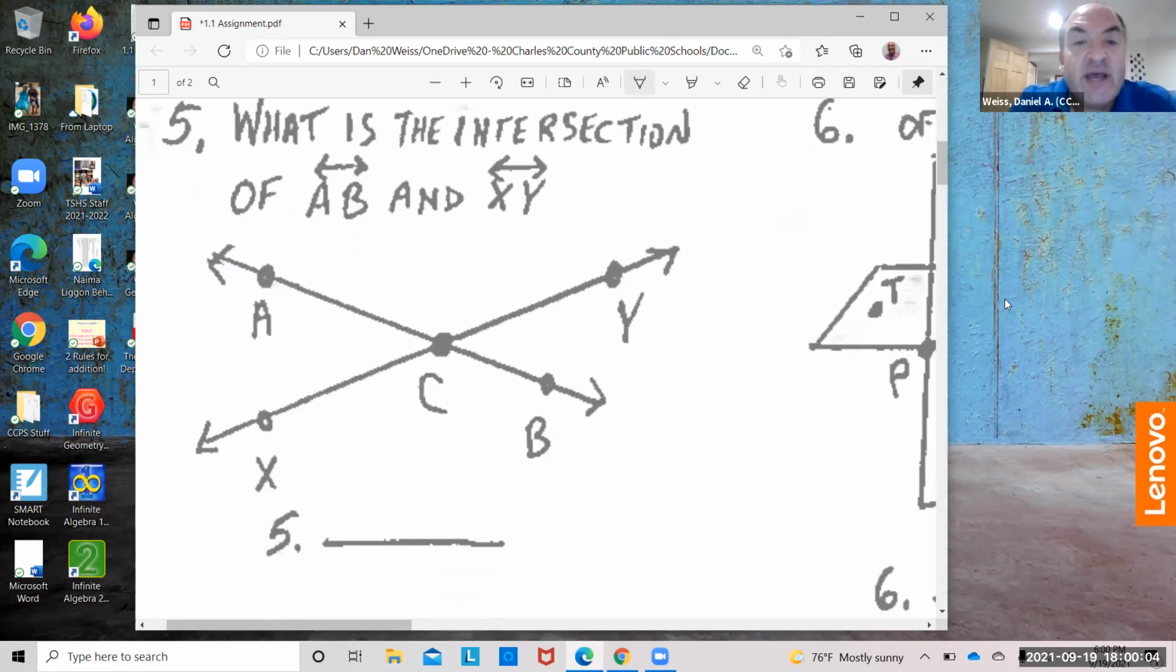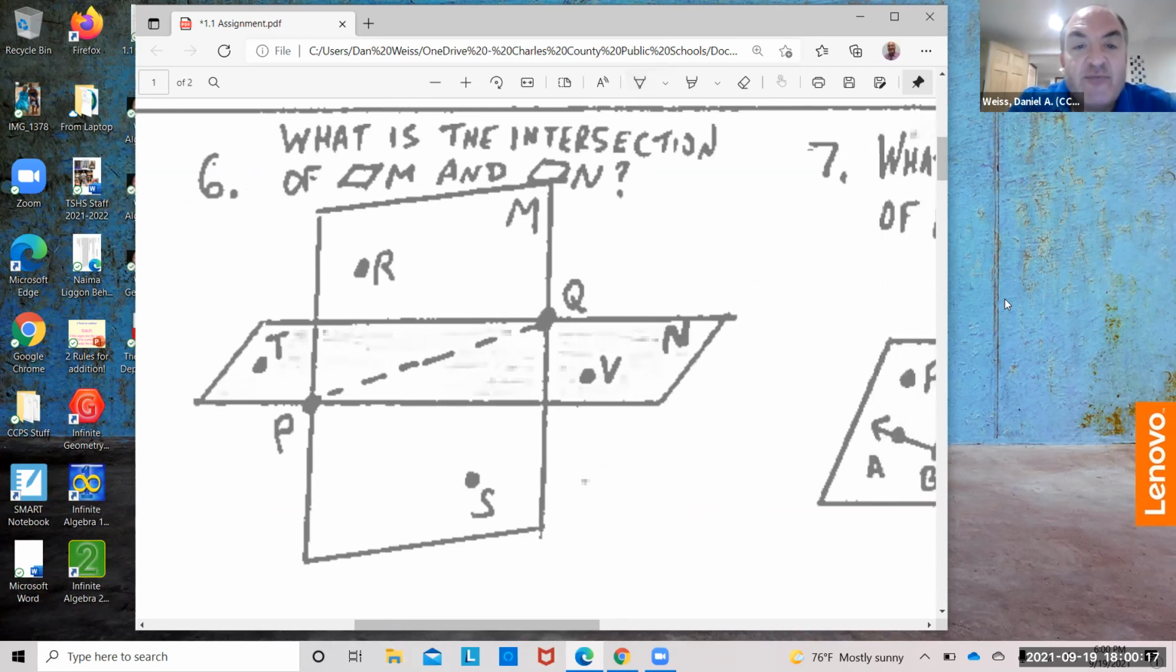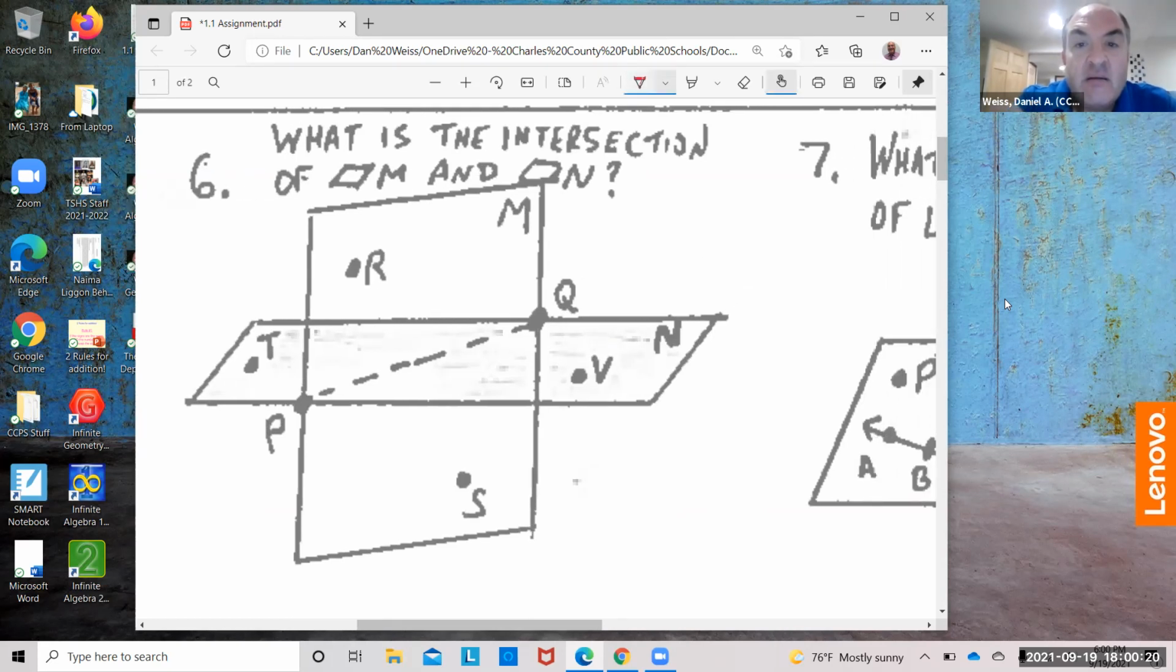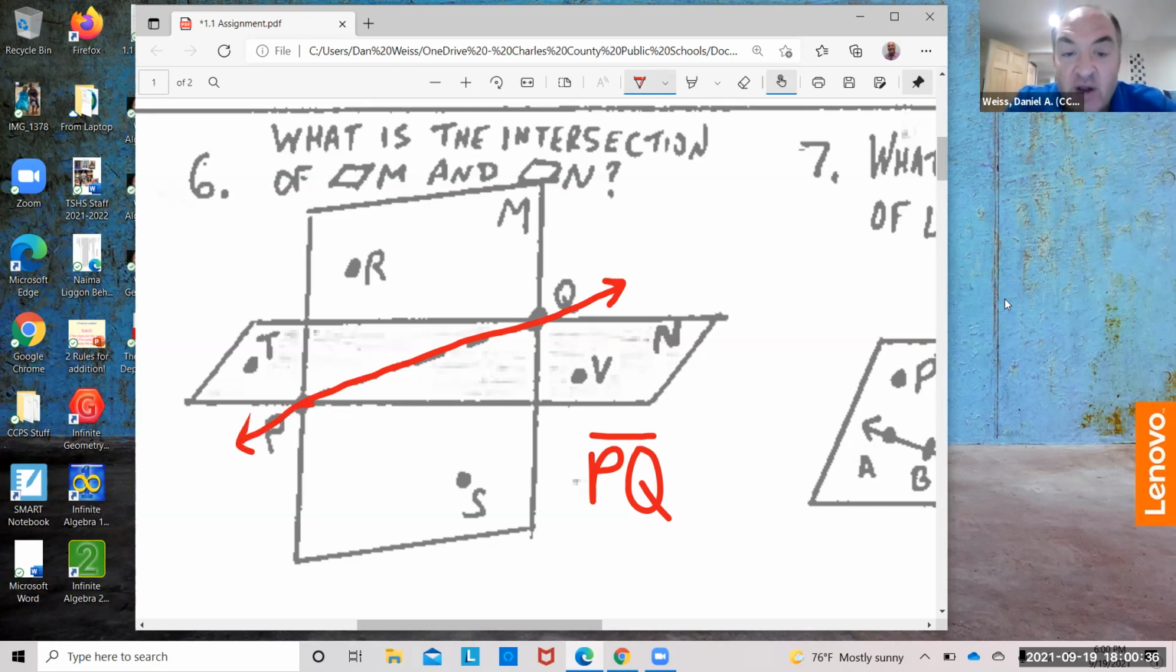What is the intersection of line AB and line XY? Hopefully that's obviously C, okay? What is the intersection of plane M and plane N? Hopefully you can see that that would be segment PQ. You could say line PQ because it really does go on forever. The planes really go on forever in both directions. Okay, so you can call it segment PQ or line PQ, as long as you understand that PQ is the intersection of the two planes.